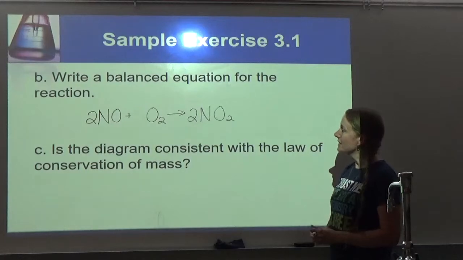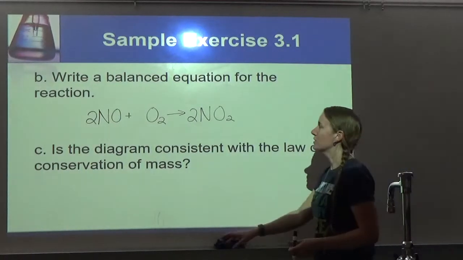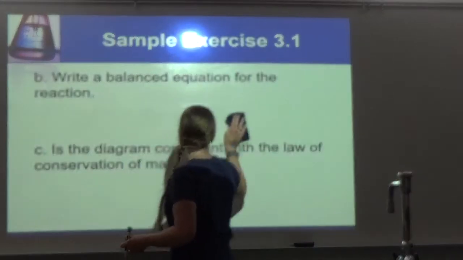Then it says, is the diagram consistent with the law of conservation of mass? Well, I'm going to have to go back to the diagram.